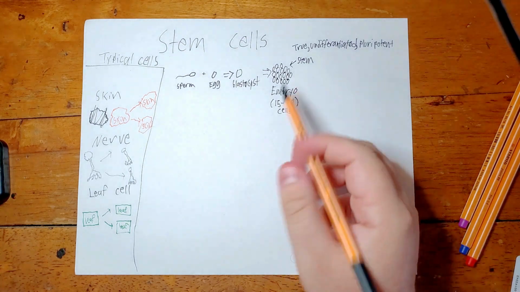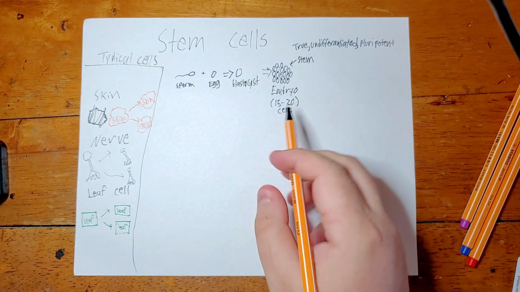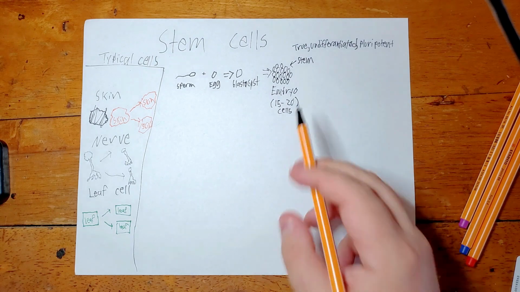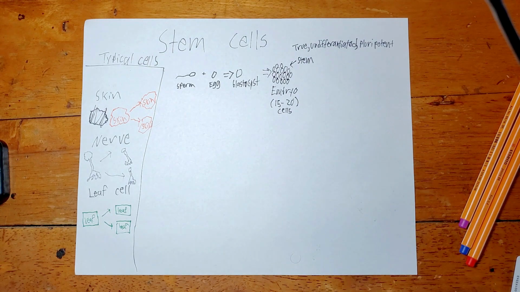Okay, so these are the true stem cells, and eventually these are the cells. Some of these cells are going to become liver cells, some of these cells are going to become skin cells, some of these cells are going to become brain cells, whatever, you name it. So these cells are really cool because every single one of them has the potential to become any single cell in your body. So I'll talk about why these are important to scientists.